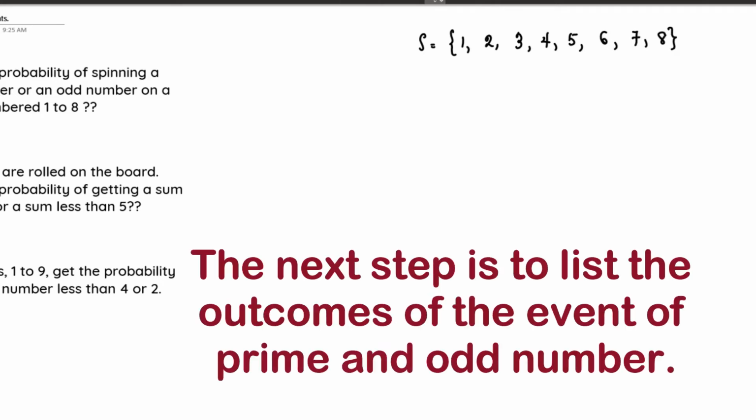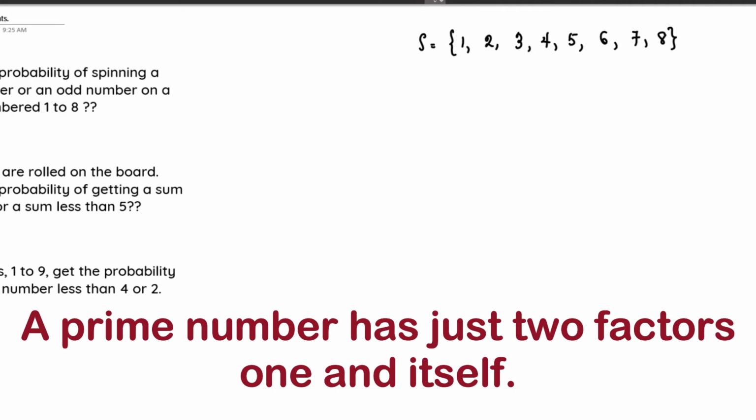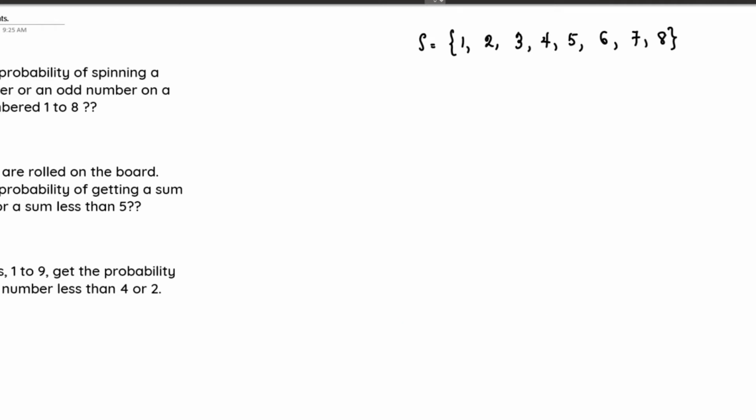So the next step is for us to list out the event of a prime number and the event of an odd number. Please note that a prime number is a number that has just two factors, that is 1 and itself, and an odd number is a number that is not divisible by 2. Taking a closer look at the sample space, we can see the prime numbers. What are the prime numbers right here? We have 2, 3, 5, and 7. So these are the prime numbers we have in this question.